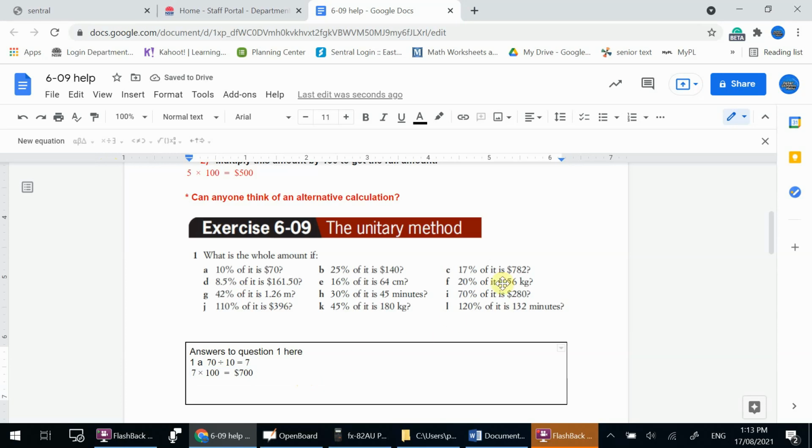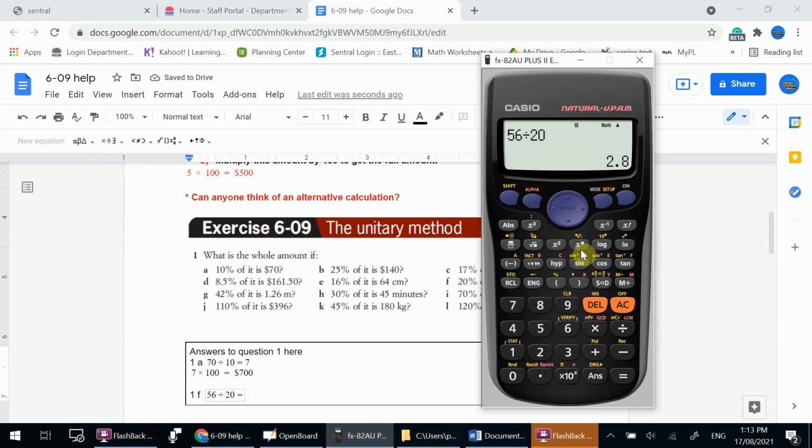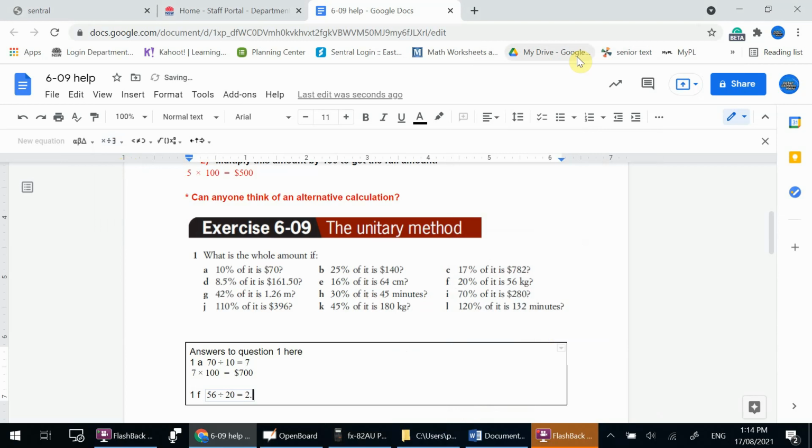I'm going to do 1F. Okay. Let's insert equation. And this time we take that amount 56 and we're going to divide. So that one, divide by the percent that's there, 20. Equals 56 divided by 20. Oh, there it is already, 2.8. 2.8 kilos.